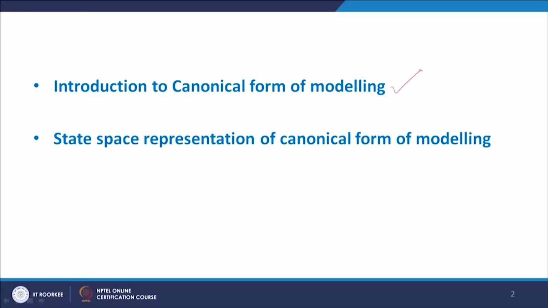Today we start with the diagonal canonical form. In this we will study the introduction to canonical form of modeling, then the state space representation of canonical form of modeling. Now, about the introduction to canonical form of modeling.